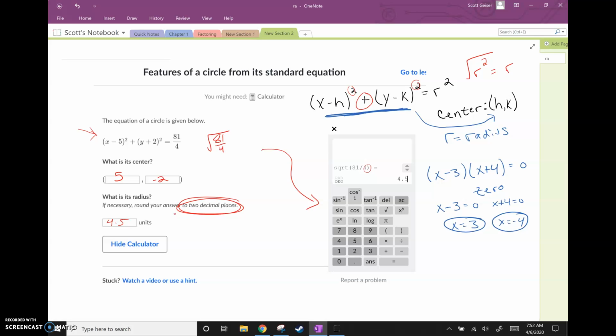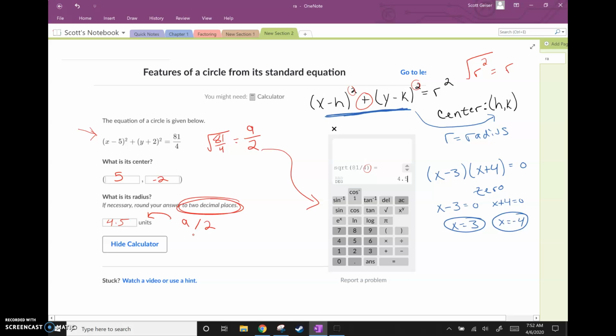Or down here, this works too because you can take the square root of 81 and 4. Square root of 81 is 9. Square root of 4 is 2. So you could just do 9 divided by 2 over here as well, and it will accept either one. Just make sure you use the slash on your keyboard.